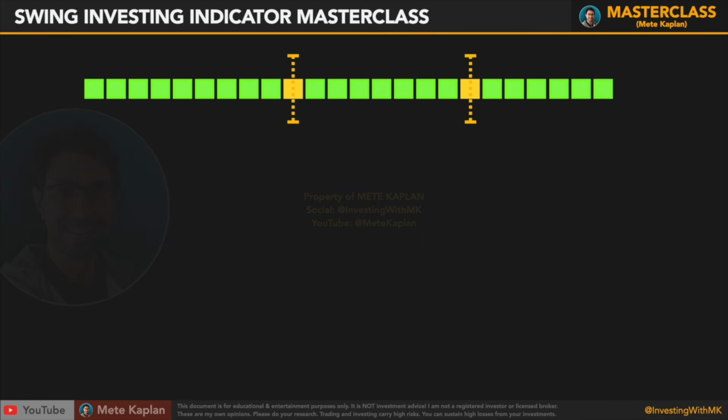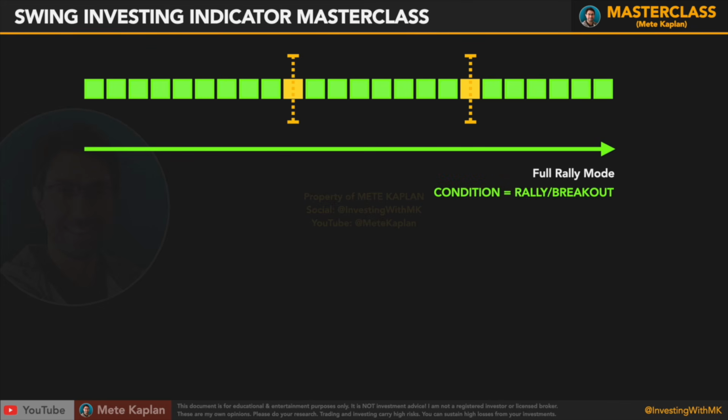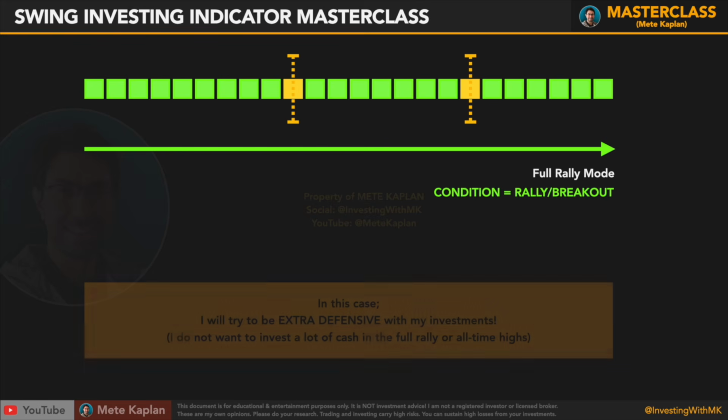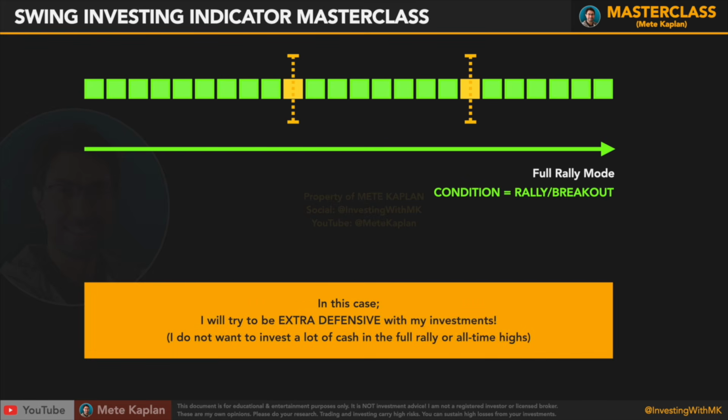Using this indicator is actually extremely simple for swing investors. If everything is fully green, it means that the asset has a full rally in all time frames. In this case, I will try to be extra defensive with my investments. I do not want to invest a lot of cash in the full rally or all-time highs.